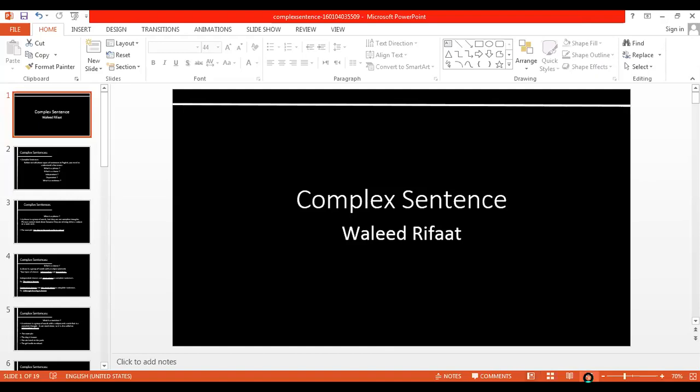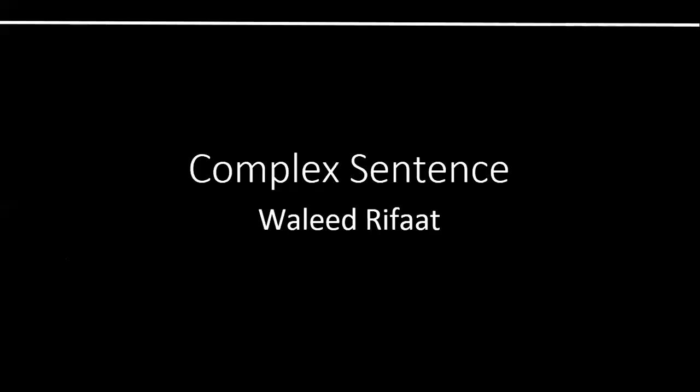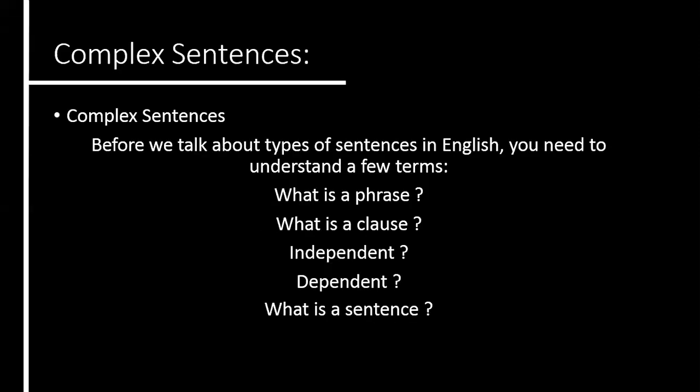Okay, here we go. Well, I'm in the presentation. I will be asking you to answer some questions, so make sure you are following 100%. Complex sentences. Before we talk about the types of the sentence in English, you need to understand what are the terms of a phrase, a clause, independent and dependent clause, and what is a sentence. So nearly you have 5 things that we are requested to understand before we go ahead and understand our lesson of a complex sentence.